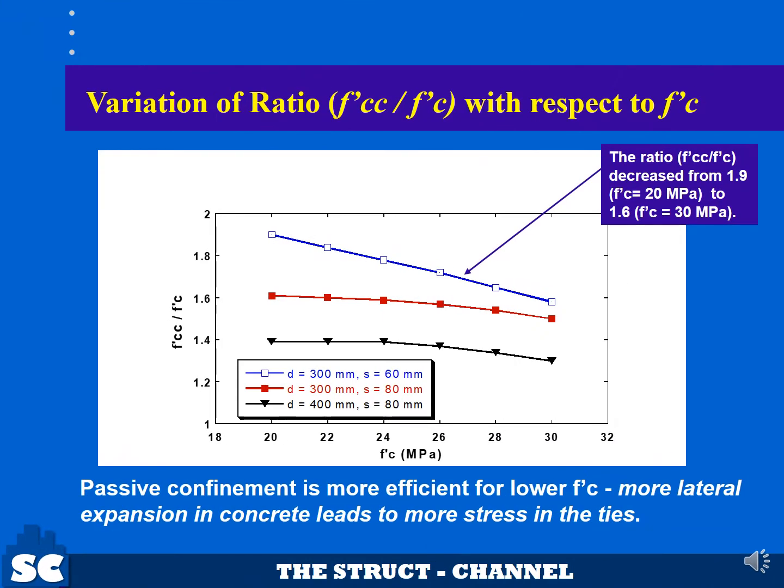This figure shows the effect of the unconfined compressive strength of concrete. Passive confinement is more efficient for lower f'c since it cracks earlier, resulting in more lateral expansion. So here the ratio f'cc over f'c decreased from 1.9 to 1.6 for f'c of 20 MPa to f'c of 30 MPa.